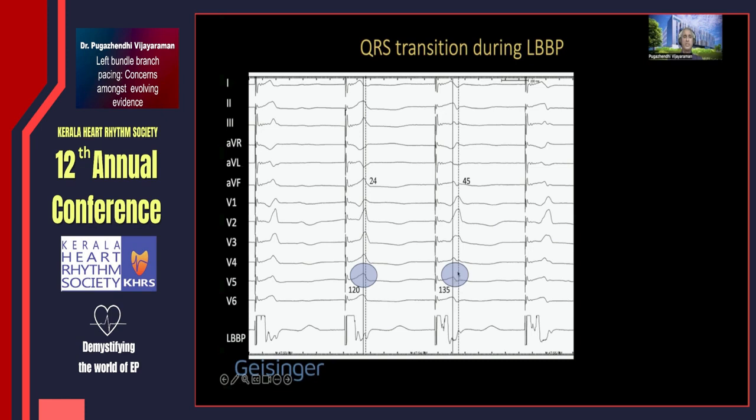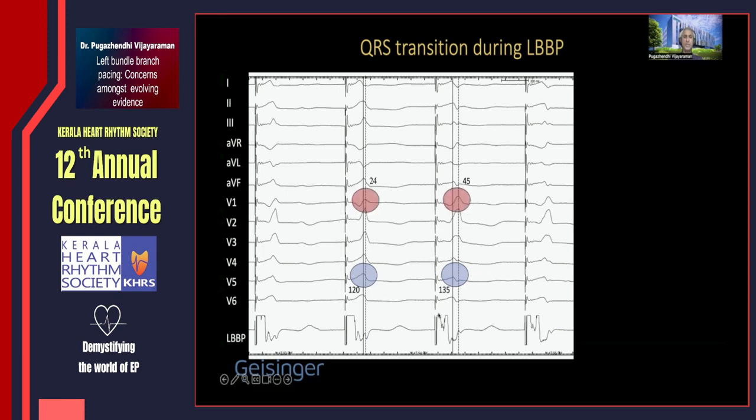And so you have the scenario where the V6 to V1 interval is 45 milliseconds. That would be highly specific for left bundle branch capture. On the other hand, peak R wave time is significantly prolonged here. That makes it even more challenging, and this is too long. Is it really left bundle branch capture?